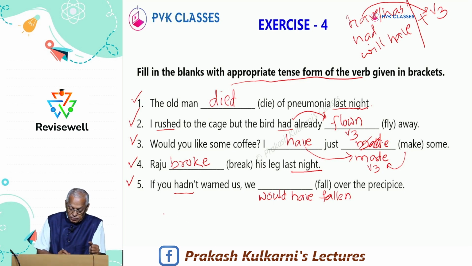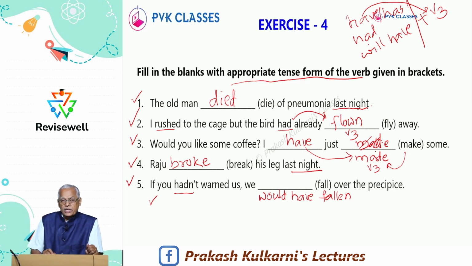Now, please remember, this sentence is called an if clause. I will take up conditional clauses or if clauses separately in one of the classes. And here the correct form is would have fallen. If you hadn't warned us, we would have fallen over the precipice. So the correct form of the verb is would have fallen.